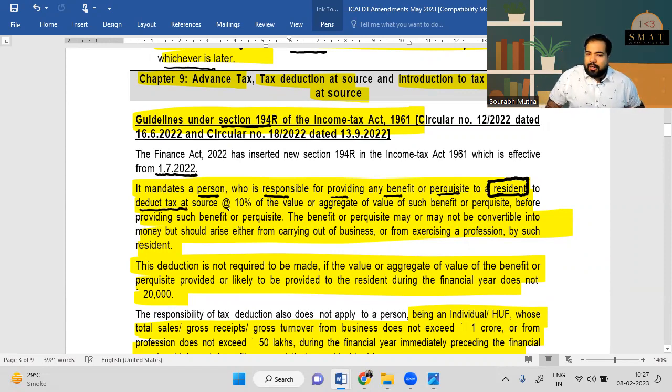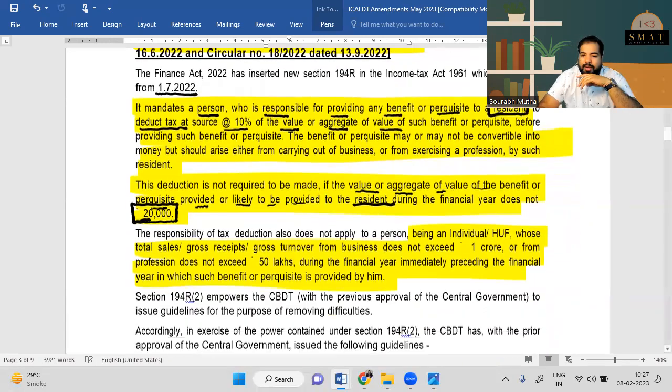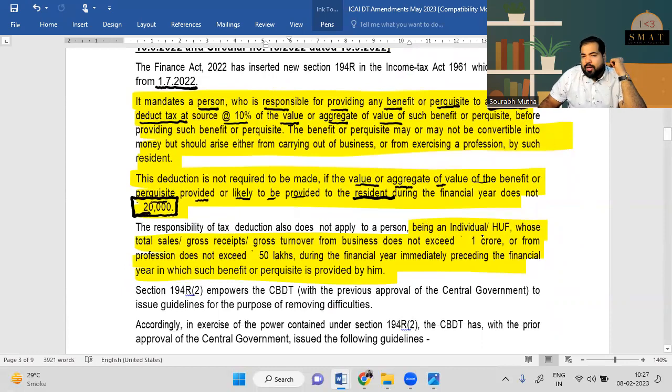They shall deduct TDS at the rate of 10% on the value or the aggregate value of benefits, only if the benefit is more than 20,000 provided or likely to be provided to the resident. So per resident, if you're providing more than 20,000. Let's say you're giving a mobile phone worth 18,000 to 3 influencers, no problem, because 18,000 to one influencer does not mean more than 20,000. This does not apply to small individuals and small HUF. They've defined that here. We already know that.